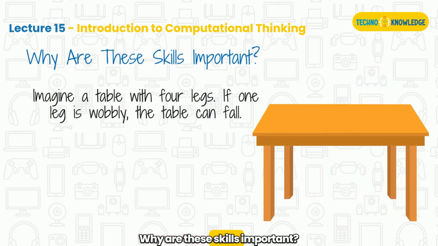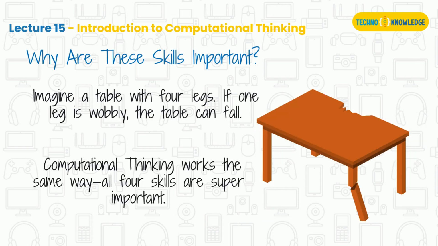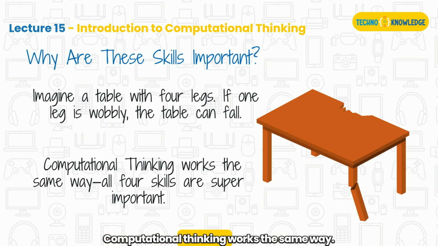Why are these skills important? Imagine a table with 4 legs. If one leg is wobbly, the table can fall. Computational thinking works the same way. All 4 skills are super important to solve problems perfectly, whether in life or on a computer.